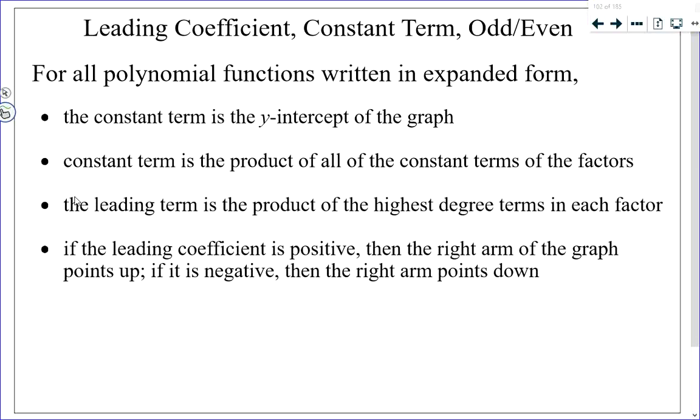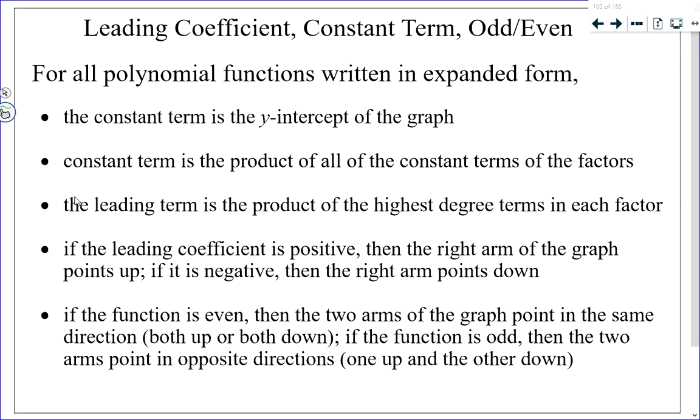And that -3 times 2x times x times x, which is -6x cubed, will be the leading term when I expand it out. If the leading coefficient is positive, then the right arm is up. If the leading coefficient is negative, then the right arm is down. If the function is even, which means the highest degree exponent on x is an even number, then both arms of the graph point in the same direction. They're either both up or both down. And if the function is odd, which means the highest degree on any value of x is an odd number, then the two arms point in opposite directions.